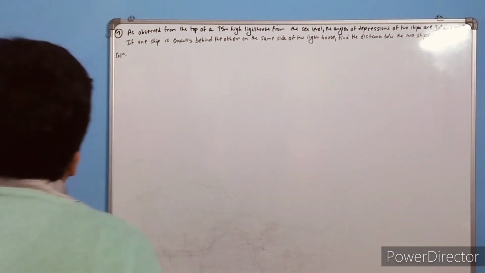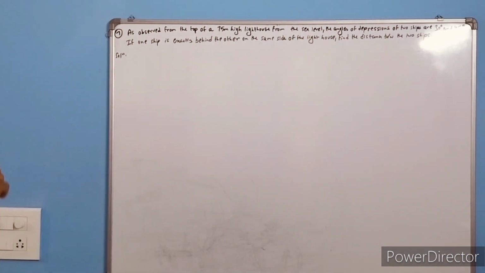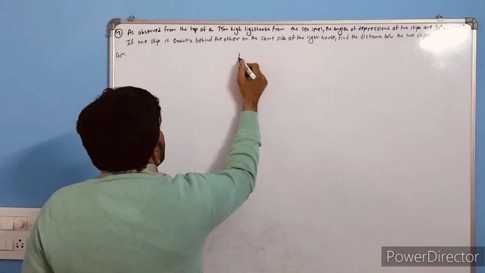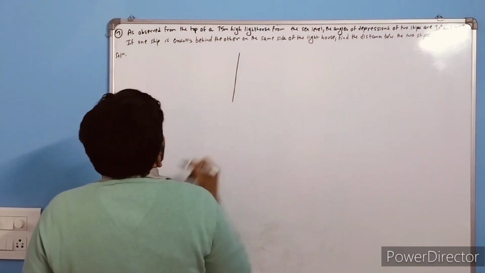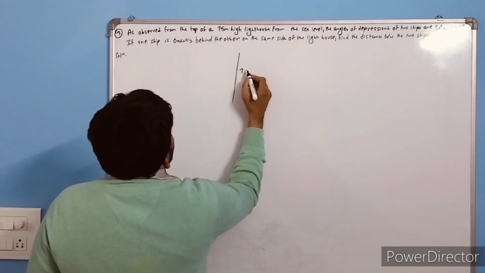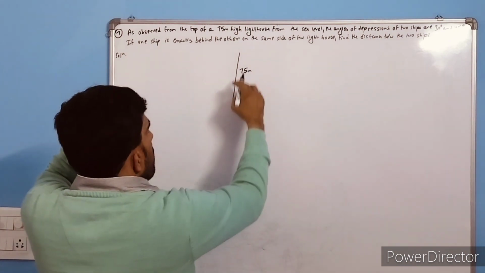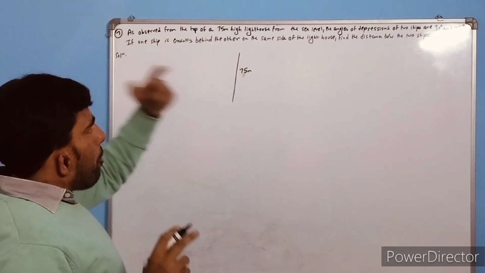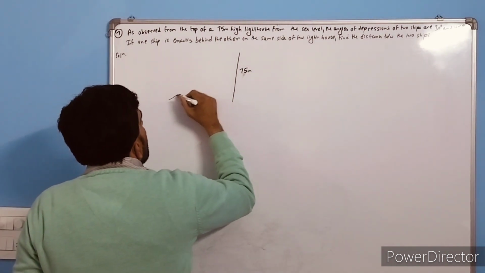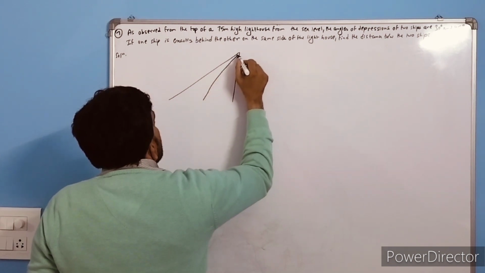Okay. Now next numerical we have, as observed from the top of a 75-meter lighthouse. Okay. This is the lighthouse. Its height is 75 meter. Now from the sea level, above the sea level. Okay. Now the angle of depression of the two ships are 30 degrees and 45 degrees.